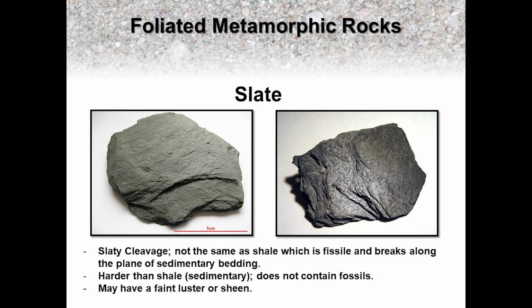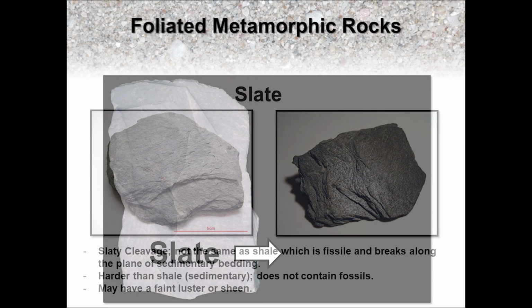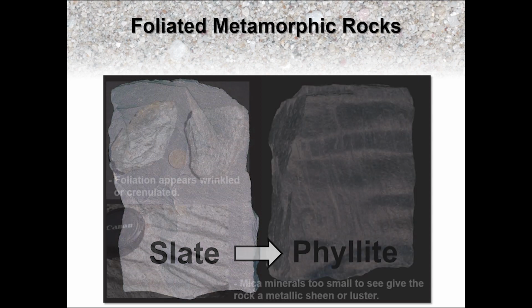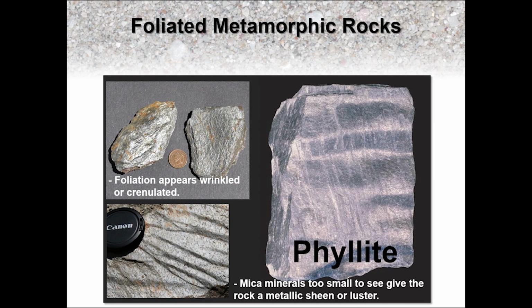If temperatures and pressures continue to rise, we will transition into a new low to intermediate grade metamorphic rock. At this stage, our mica minerals are still too small to see with the naked eye, but they will have continued to crystallize and have grown big enough to give the rock a shiny, reflective luster that may even appear metallic. Subtle changes in the direction or amount of pressure may deform the foliated layers that were nearly parallel in the slate, giving them a wrinkled or crenulated appearance.